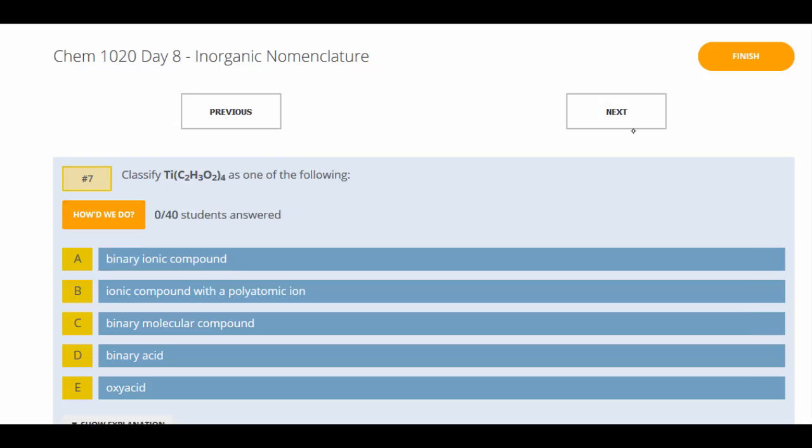And then our last one. This is titanium acetate. It's actually titanium 4 acetate. We'll talk about how we name this. I guess we'll get to that probably tomorrow on this one.